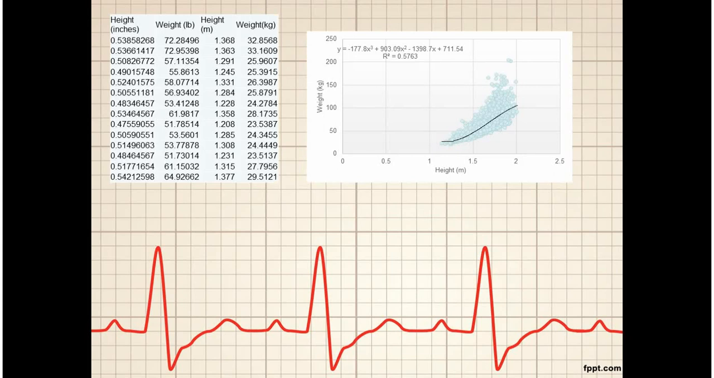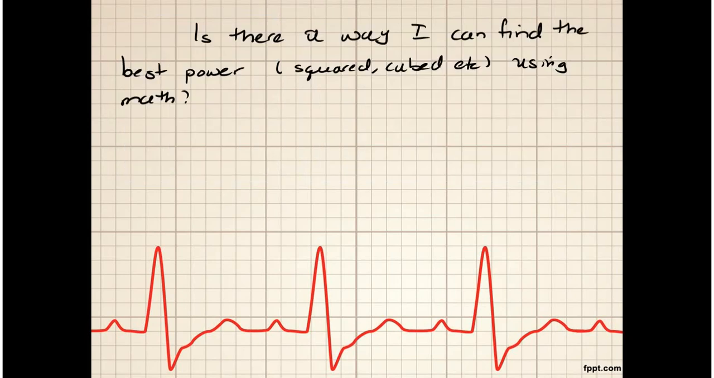So you consider weight as height squared. I tried a cube, I get a little bit better. And it does look a little bit better here as a function that approximates all this data. So the question is, how do we know for children that it's going to be height squared, height cubed, height to the 8th? We don't know these things for sure. Is there a way to really figure this out using mathematics without actually just guessing and testing and eyeballing it? So that's what I'm after. I'm after a way that I can find the best power, squared, cubed, or whatever, using math.